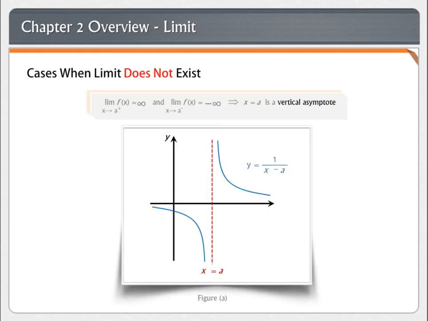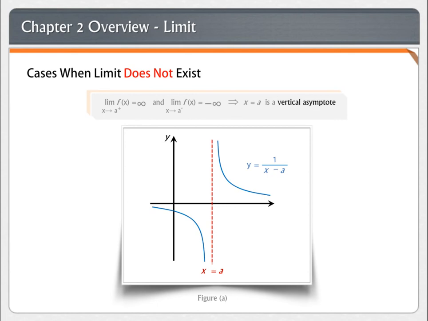Also, another case for the limit does not exist is when we are approaching a vertical asymptote for the graph of your function. Look at the following figure. Now, part A of the following figure has the graph of the function f of x is equal to 1 over x minus a. Now, this function has a vertical asymptote at the line x is equal to a. Why is that? Well, first of all, your function is not defined at a. Secondly, the limit does not exist whenever we are approaching a.